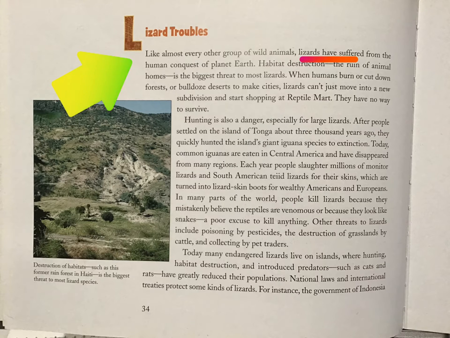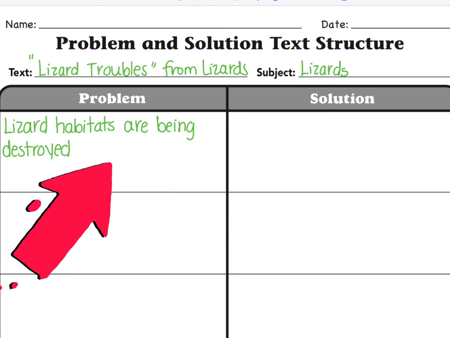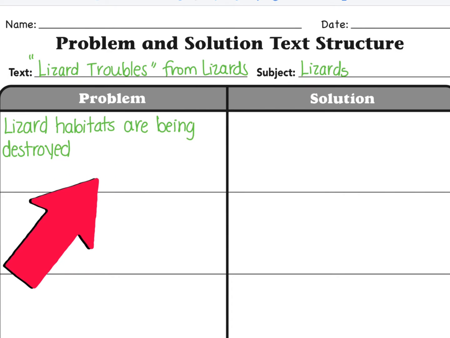This first sentence, where it says lizards have suffered, the author is signaling to us that a problem is going to be mentioned. The very next sentence basically tells us exactly what that problem is: habitat destruction, or the ruin of animal homes. Let's be sure to add this to our chart. I'll pause the video here while you write the text title, the subject, and the first problem we've identified.